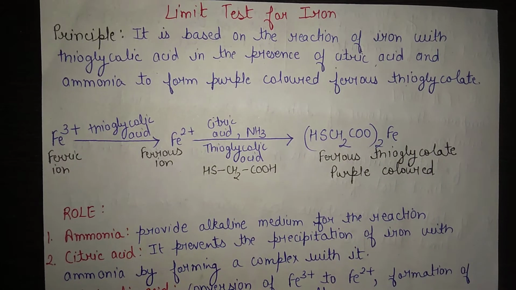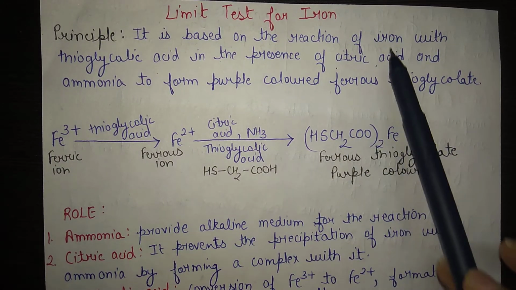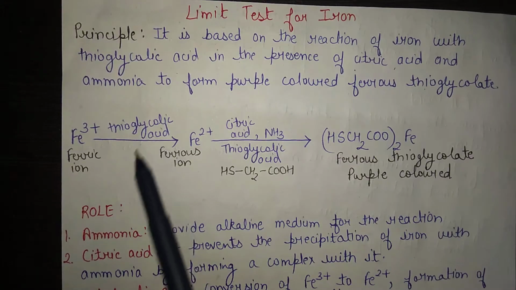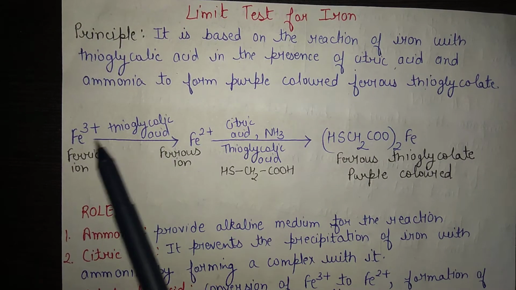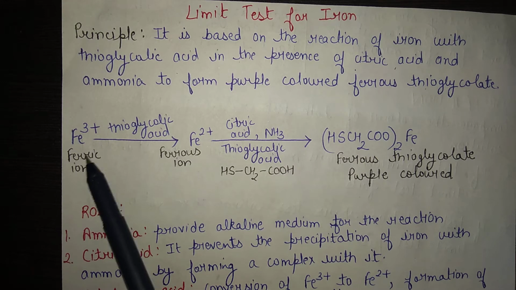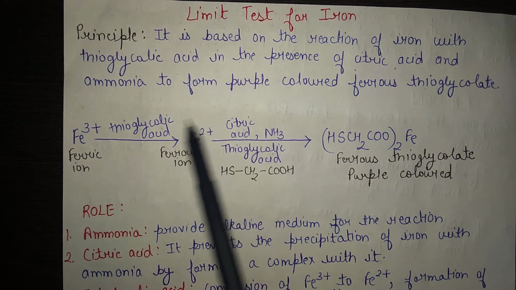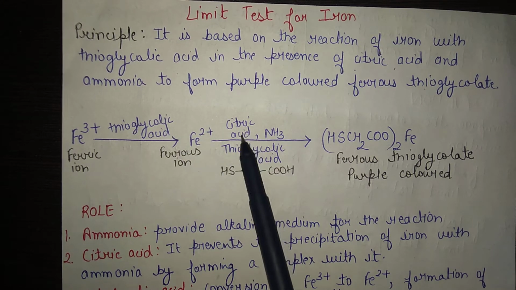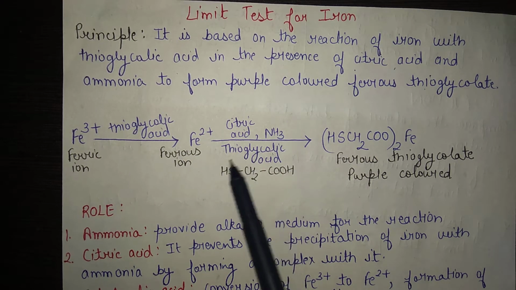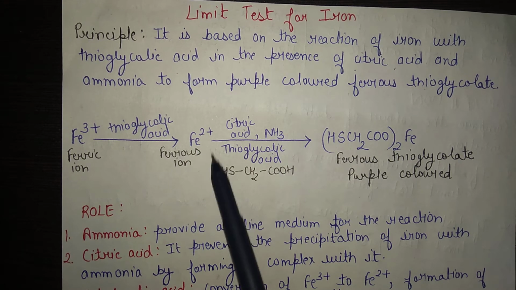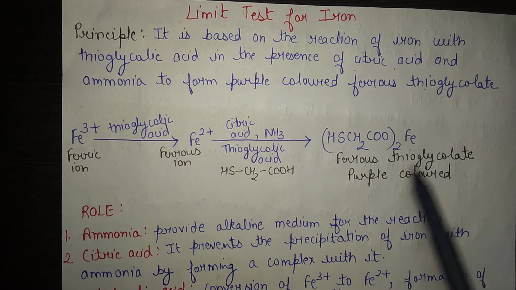So what happens is that in our sample which has the iron, we will add thioglycolic acid. This thioglycolic acid converts the +3 form of iron, which is known as ferric ion, into ferrous ion. Now this ferrous ion, in the presence of citric acid and ammonia, is converted by thioglycolic acid into ferrous thioglycolate, which is purple colored.